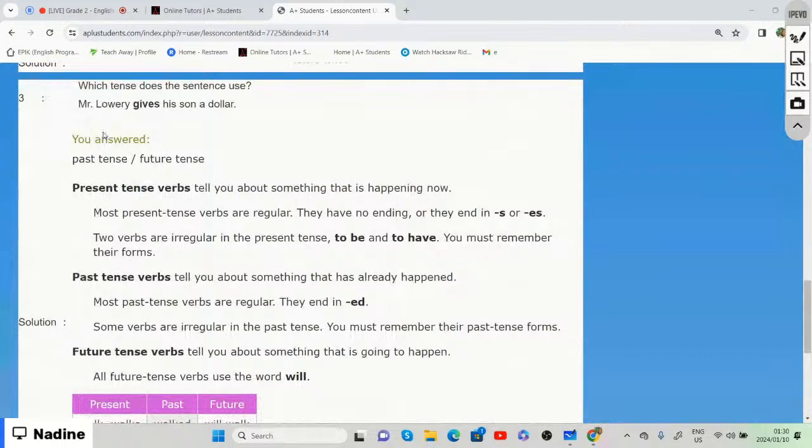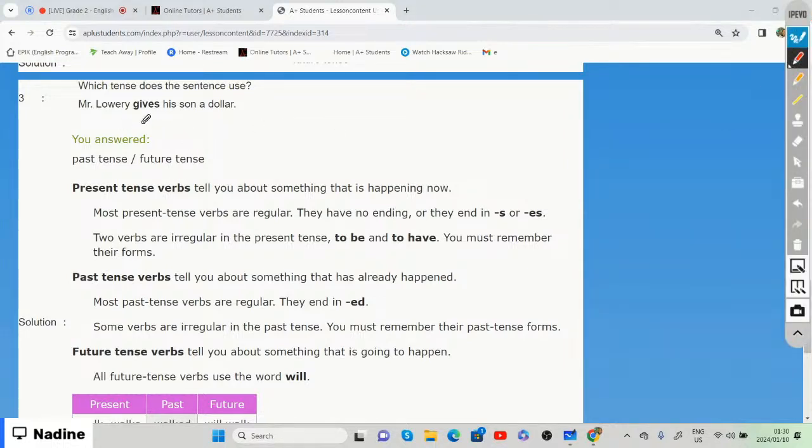Mr. Lowery gives his son $1. If we look at the word that is in bold and underlined, gives, is it in the present tense, which is happening now, in the past tense, which shows that something happened already, or the future tense, to show that something is going to happen? So gives.